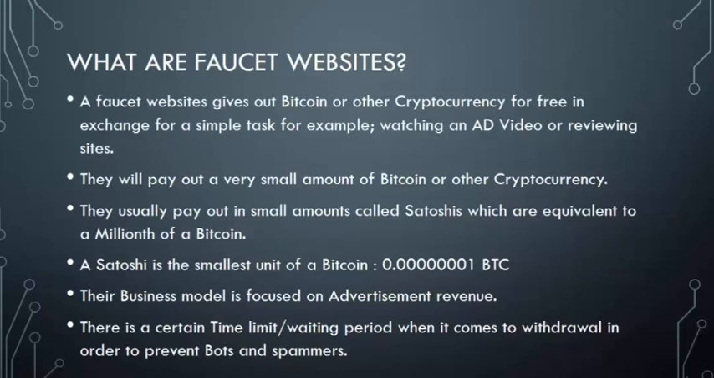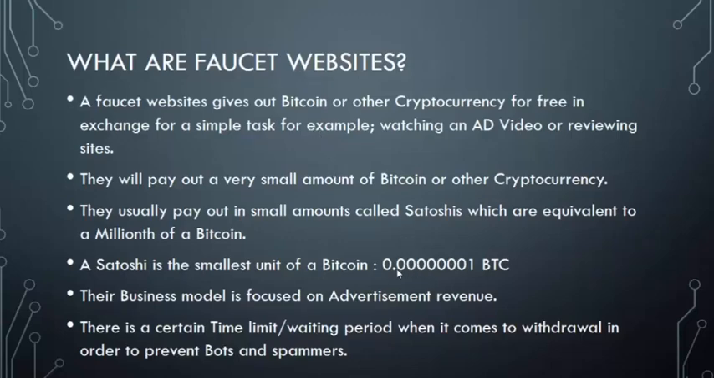Now, most of these faucet websites will pay out a very small amount of Bitcoin or other cryptocurrency. They usually pay out in small amounts called satoshis. For those of you who don't know what a satoshi is, it's the smallest unit of a Bitcoin, equivalent to a hundred-millionth of a Bitcoin. So it's very little. And when talking about how much they'll pay out, they pay out in satoshis.